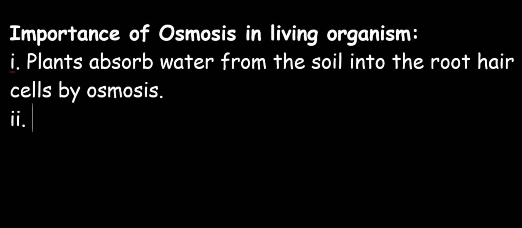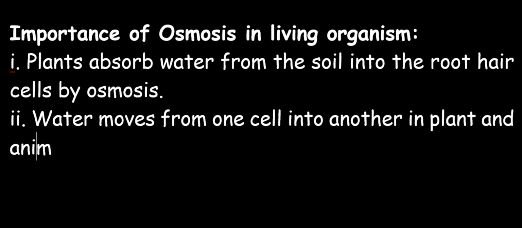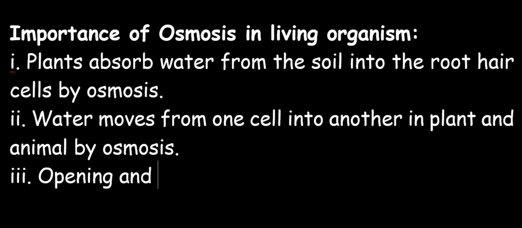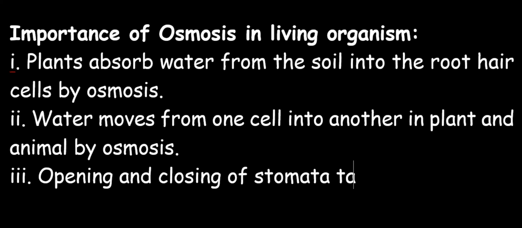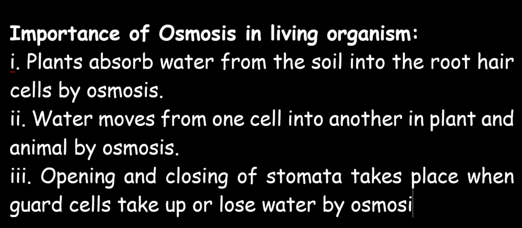2. Water from one cell into another in plant and animal moves by osmosis. That is, the movement of water from one cell into another cell in plant and animal is by the process of osmosis. 3. The opening and closing of stomata takes place when guard cells take up or lose water by osmosis.